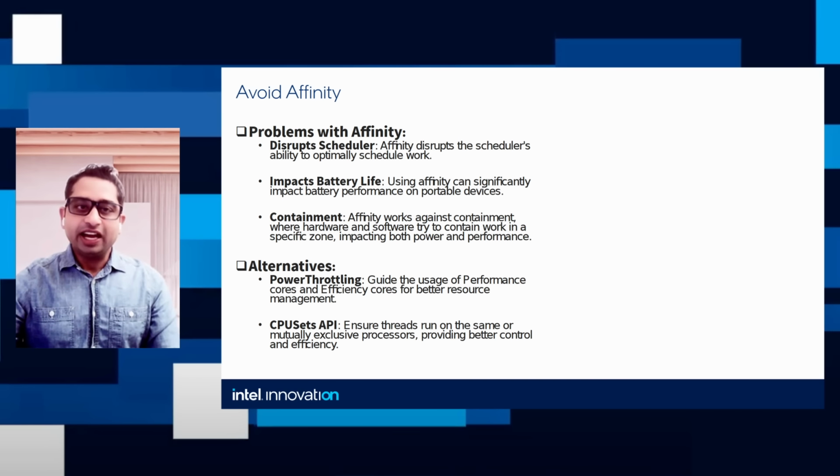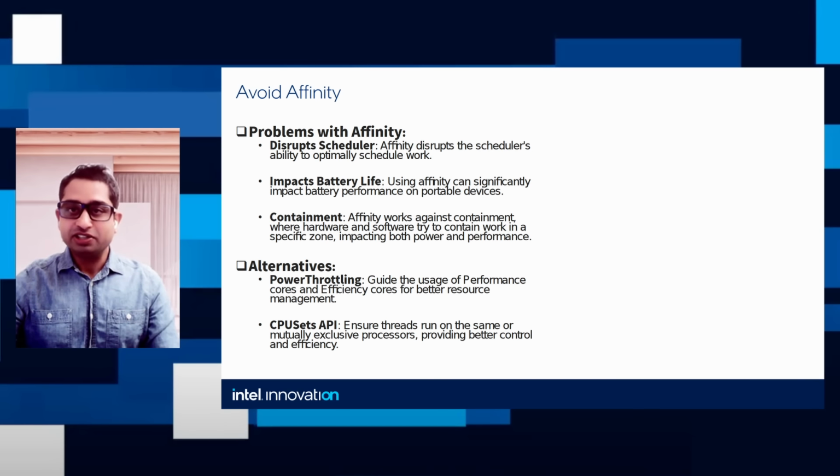Now let's delve into affinity and avoiding affinity. Why can affinity be a bit of a troublemaker when it comes to optimal scheduling? Affinity disrupts the scheduler's ability to make the best decision about where to run work. If you are an app developer aiming for maximum performance, leveraging the power throttling API, which we discussed in the last slide, is the way to go. This allows you to guide the usage of performance and efficient cores effectively.